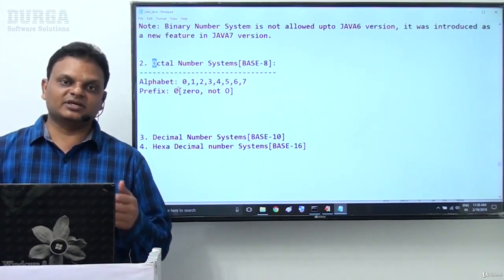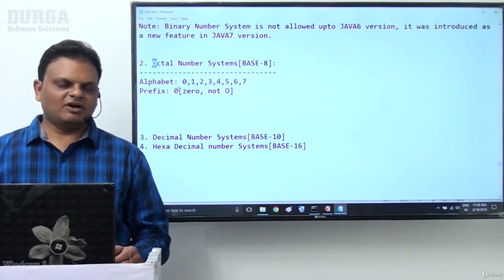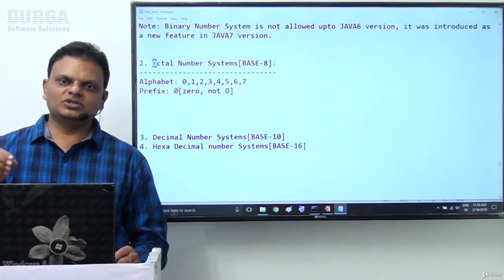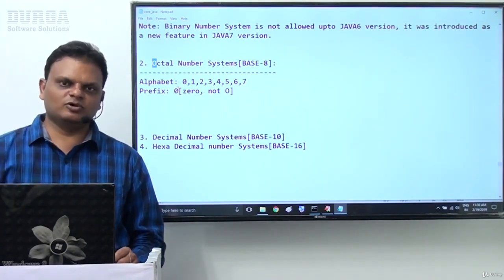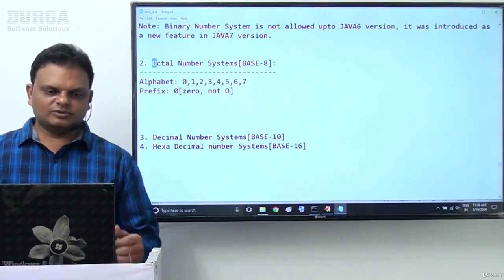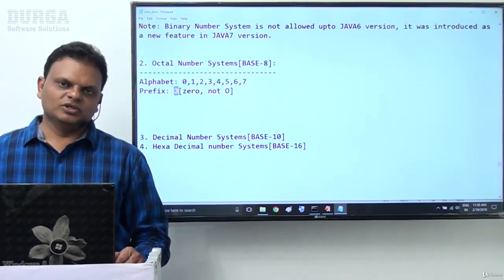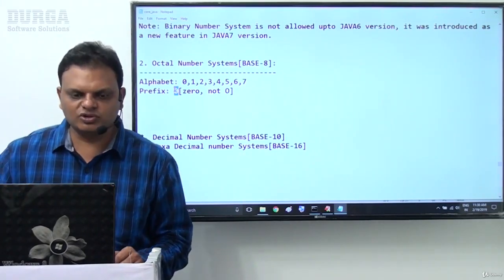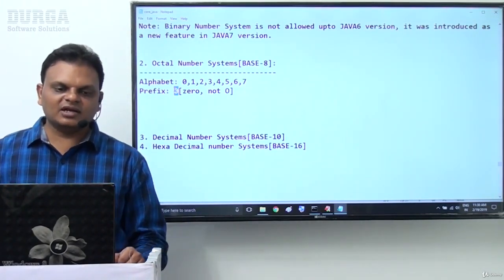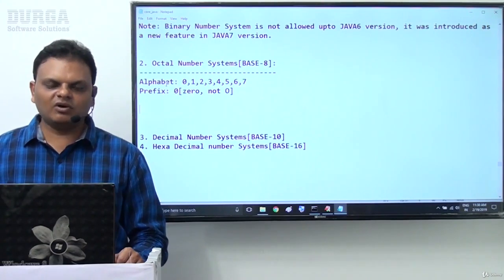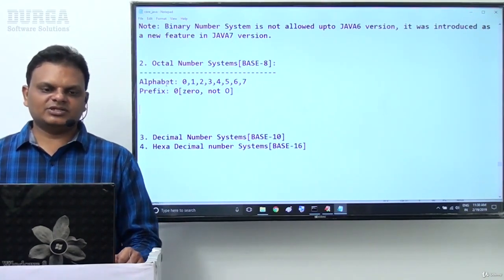Or maybe some people are thinking 0 O like this. Of course, if you go for Python, with 0 small o or 0 capital O, we are able to provide that. That's up to Python. But in the case of Java, the number must be prefixed with 0. If any number is prefixed with 0, then that number is nothing but an octal number. Understand it clearly now?